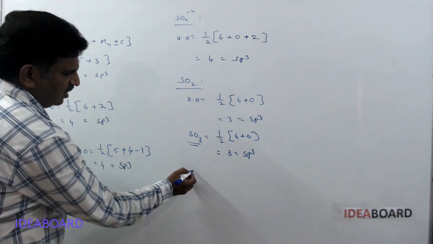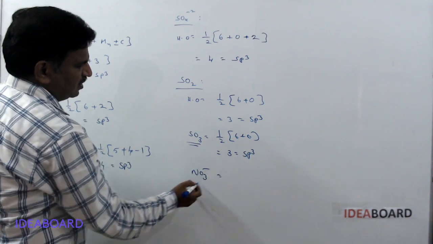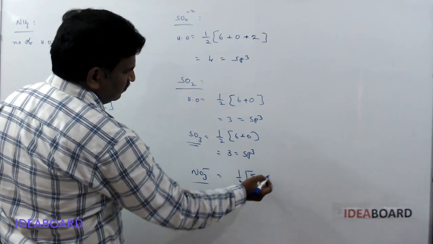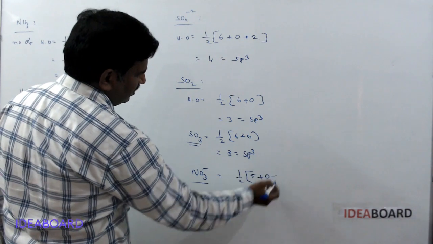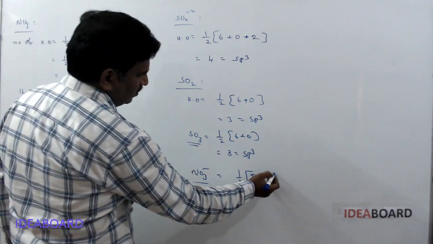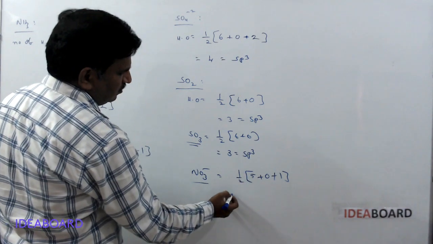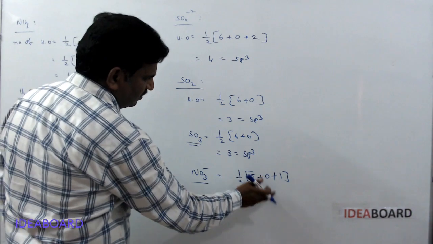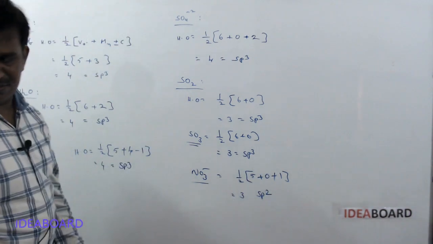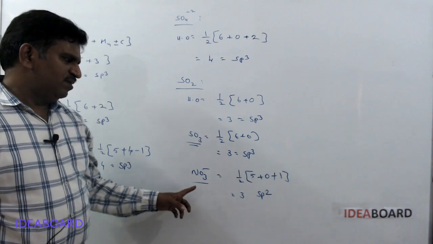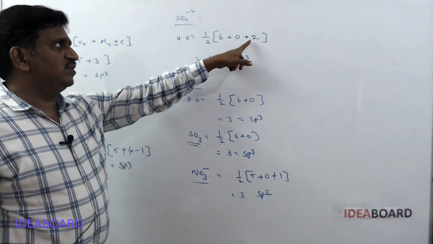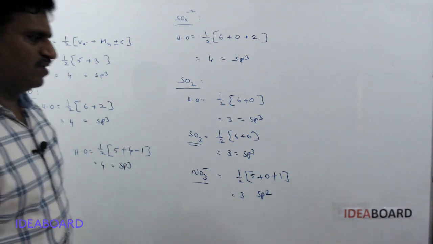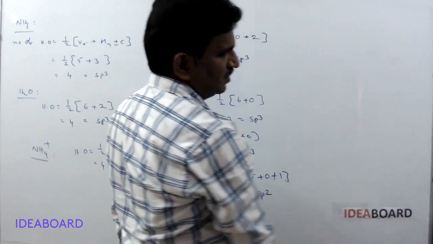Any molecule, for example NO3 minus, if you are taking, for NO3 minus, here it is half into nitrogen, fifth group, plus number of monovalent atoms 0, and there is one negative charge, so plus 1. So 6 by 2 you will get 3. So it is sp2 hybridization. Okay, so please remember, basing on the charge, if it is a negative charge, add the electron. If it is a positive charge, remove the electron. Then we will get the total number of hybrid orbitals. Basing on that we will get the hybridization.